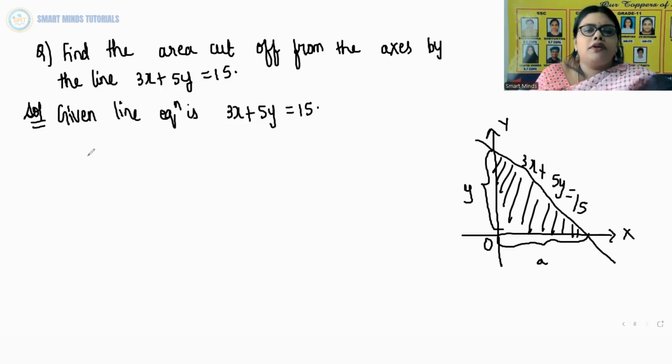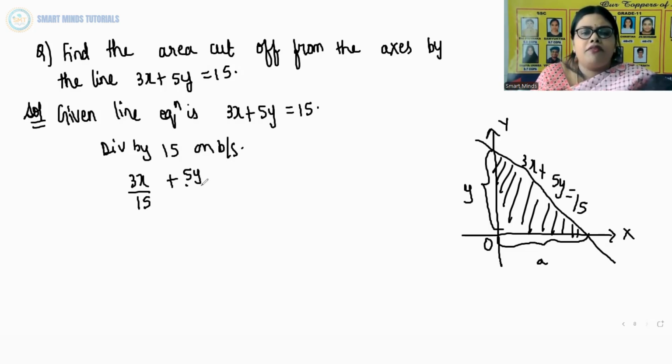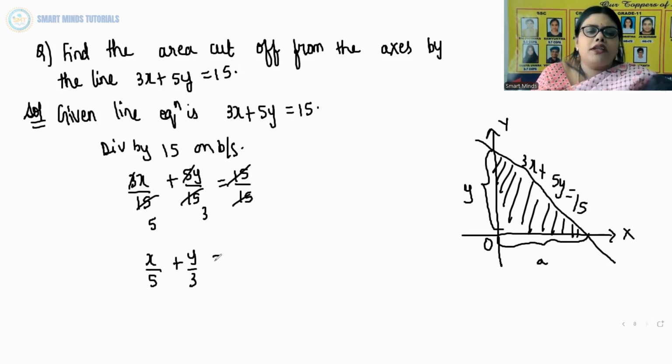So how to convert this into intercept form? Dividing by 15 on both sides. So 3x by 15 plus 5y by 15 is equal to 15 by 15. 3 fives are 15, 5 threes are 15, 15 and 15 cancel. So x by 5 plus y by 3 is equal to 1.